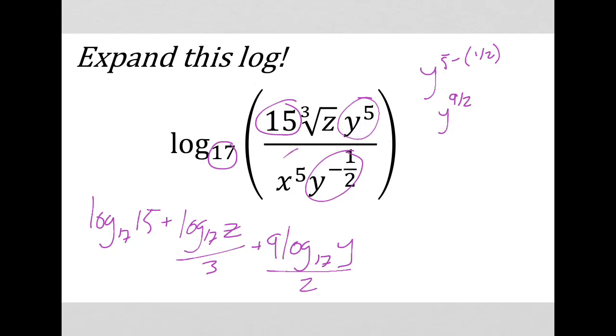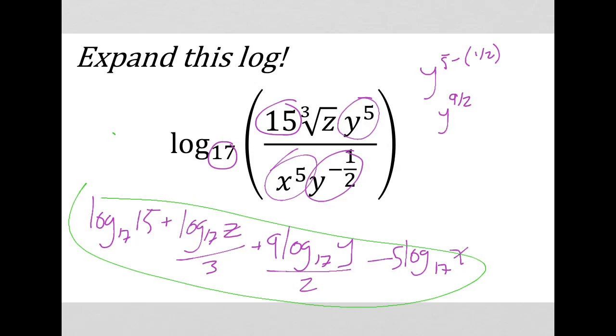Since that is in the denominator, I'm going to subtract log base 17 of x, and it would be to the fifth, but again I'm going to plug it and say minus 5 log base 17 of x, and that is how I'm going to leave my final answer.